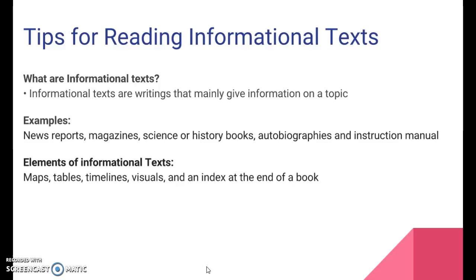What are informational texts? Informational texts are writings that mainly give information on a topic. Examples include news reports, magazines, science or history books, autobiographies, and instruction manuals. The elements of an informational text include maps, tables, timelines, visuals, and an index at the end of a book.